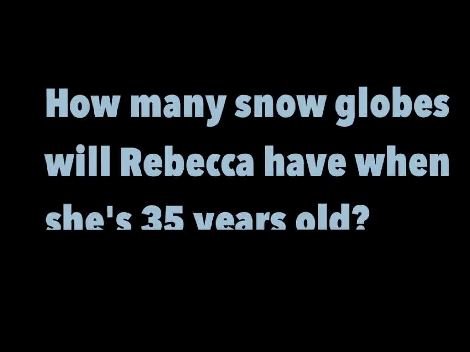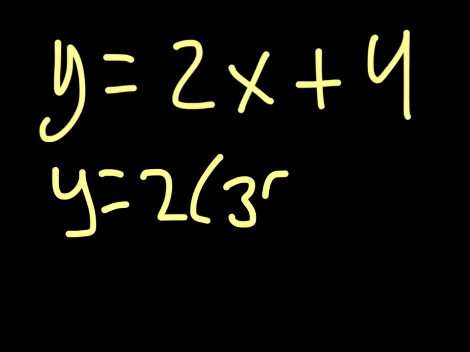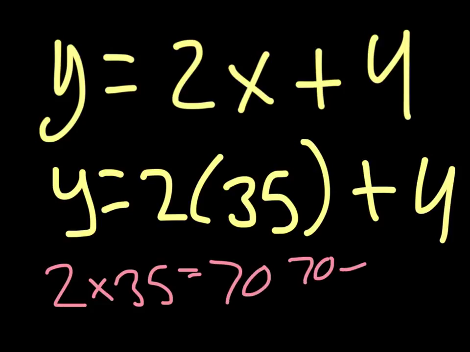Now we have to answer the question of how many snow globes Rebecca will have when she's 35 years old using our explicit rule. Since our equation is y equals 2x plus 4, we plug in 35 as x for the number of years. 2 times 35 equals 70, and 70 plus the number of snow globes she had when she was born, which is 4, equals 74.